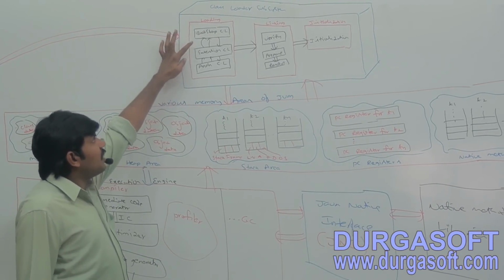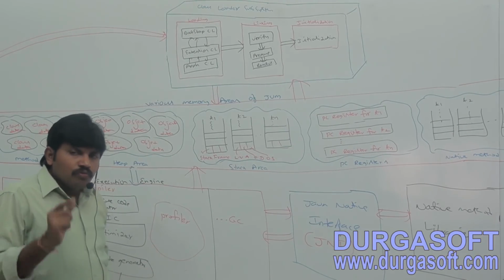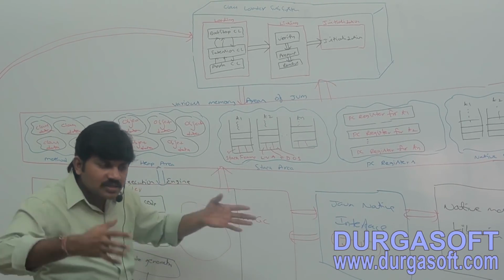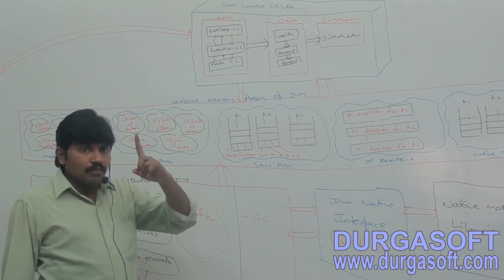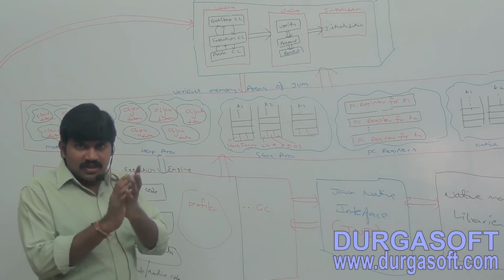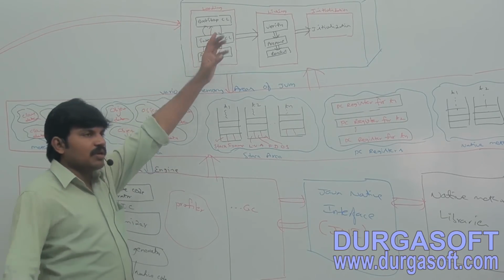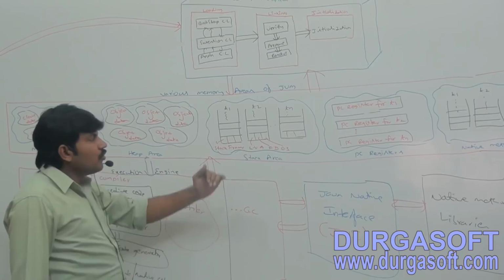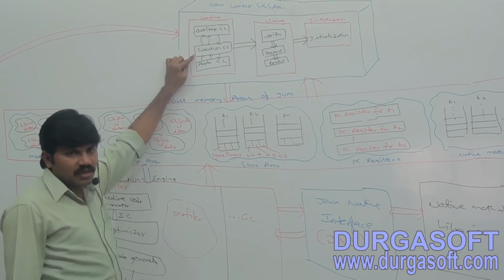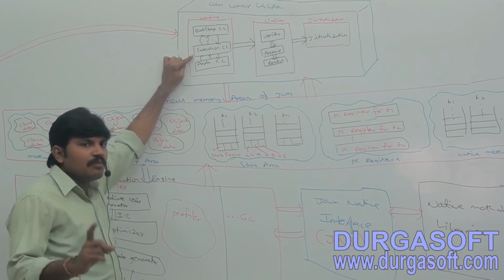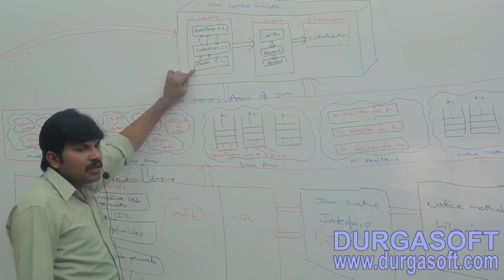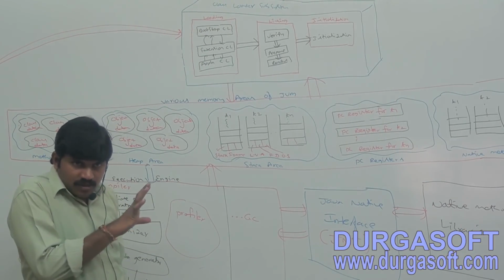Sir, among these three class loaders, which class path will get highest priority? Bootstrap class path will get highest priority. If the bootstrap class loader is unable to load, then who is going to take care? Extension class loader. If extension class loader also unable to find a .class file, then what? Application class loader. Are you able to understand?